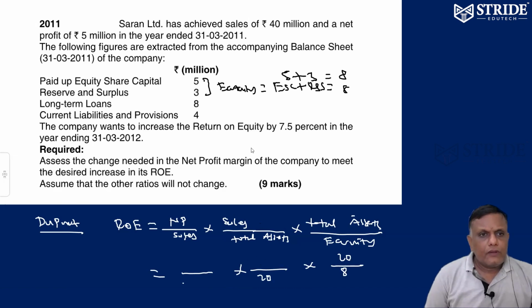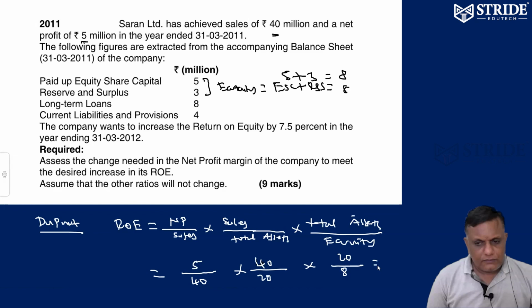8. Sales already given: 40 million. Net profit 5 million. That's it. Now, please find return on equity.